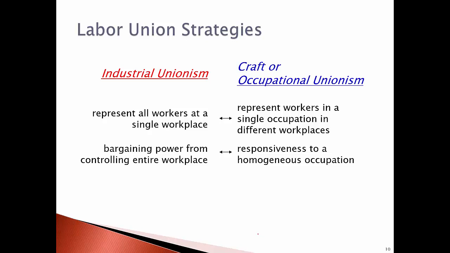The industrial unionism represented all workers at a single workplace. We wanted all workers to be able to be on the same contract, even if they had different jobs, and all of them to be covered at that single workplace. We now see a pressure towards single occupation or craft unions, and these would represent workers in that single occupation across multiple workplaces. The industrial union gave us bargaining power for the entire workplace, but that left a lot of the needs of the individual workers in the different crafts left unaddressed. So there's pressure towards the craft unionization because we have these homogeneous occupations that have comparable needs.